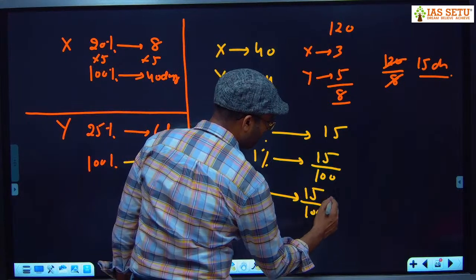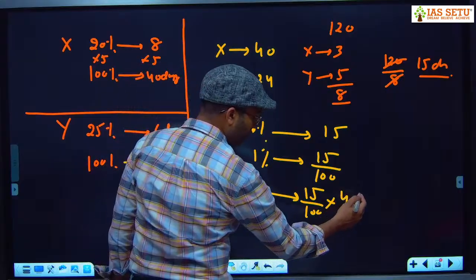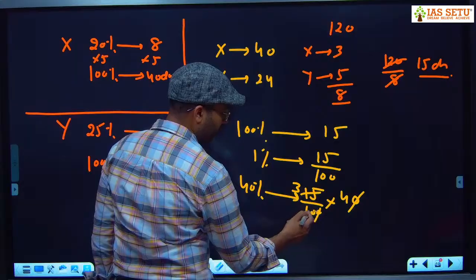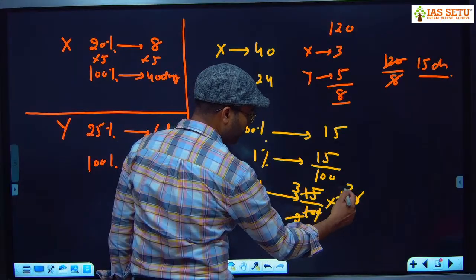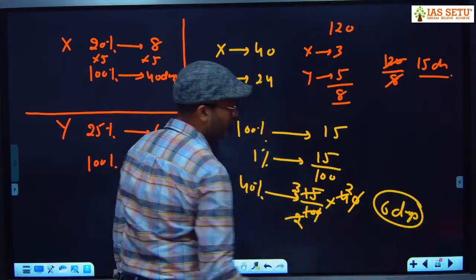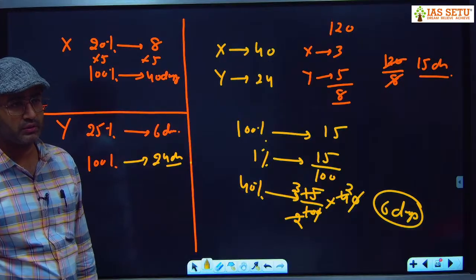15 upon 100 into 40. Okay, so here the 0s cancel. 5 3s are 15, 5 2s are 10, it is 2, 3 into 2, 6 days. So in 6 days together they complete 40% of the work.